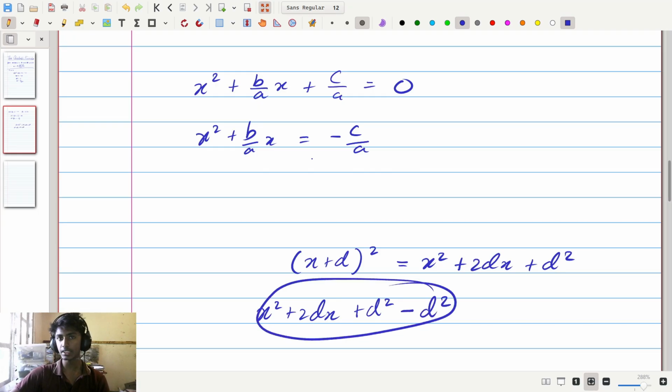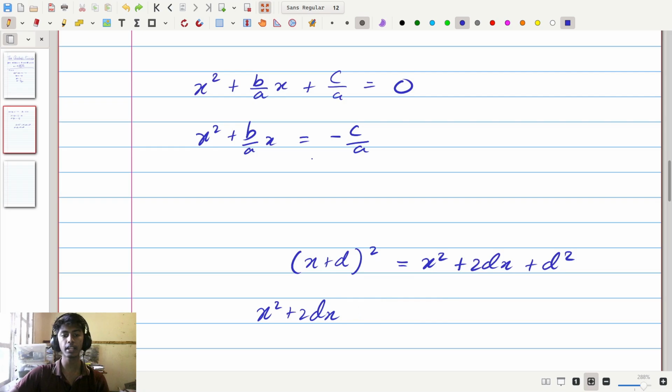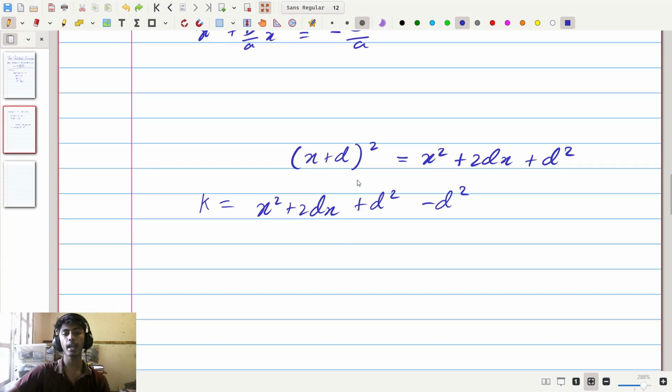This would not change the equation at all, as in if we had something like, let's say, k equal to x squared plus 2dx, adding a d squared and then subtracting a d squared would not change the fact that this is an equal sign here. So then, doing so, we can now have x squared plus 2dx plus d squared minus an additional d squared. At this point, this set of terms is a complete square, as in we've completed the square.